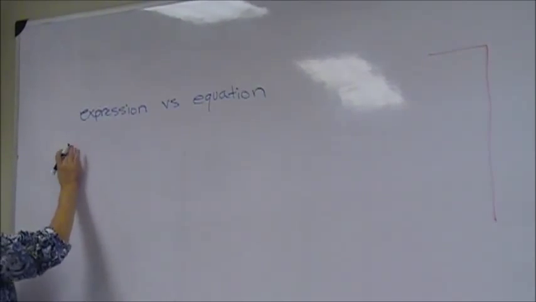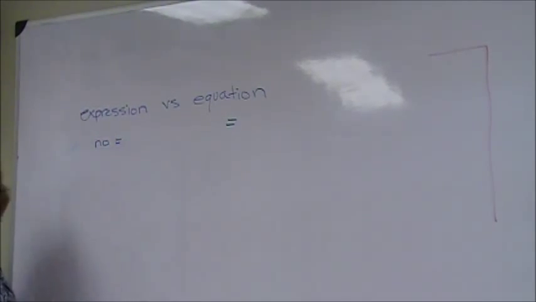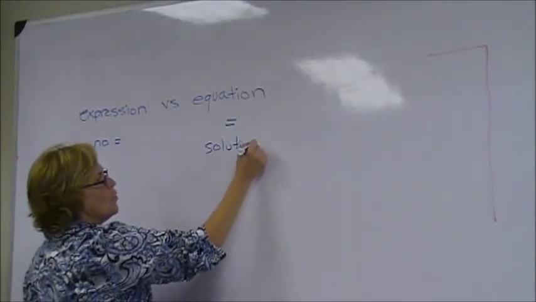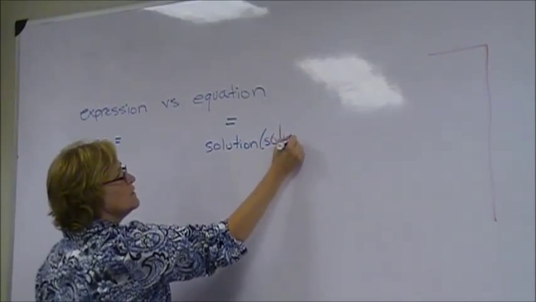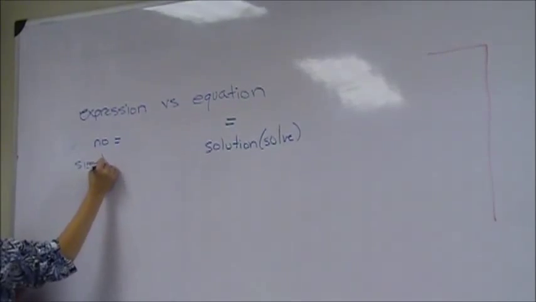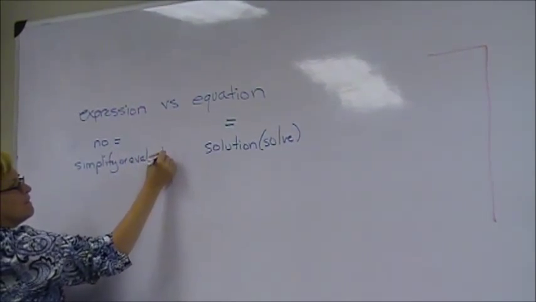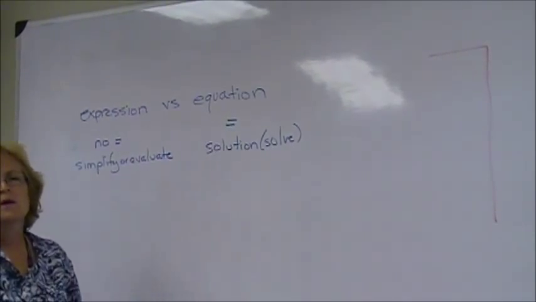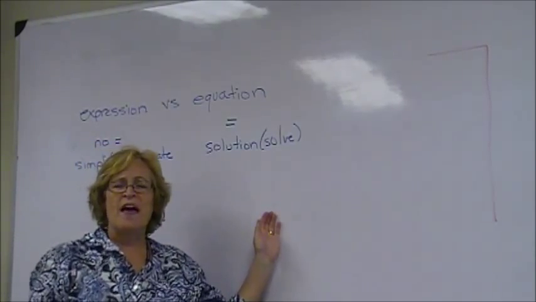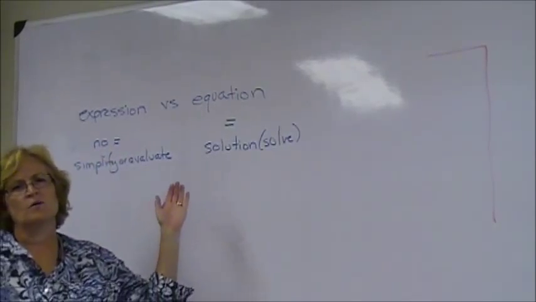First of all, this has an equal sign. This one has no equal sign. This one has a solution, or a solve, if you will. And this one has a simplify or an evaluate. Okay? You can have expressions and equations without variables, but you can also have them with variables.